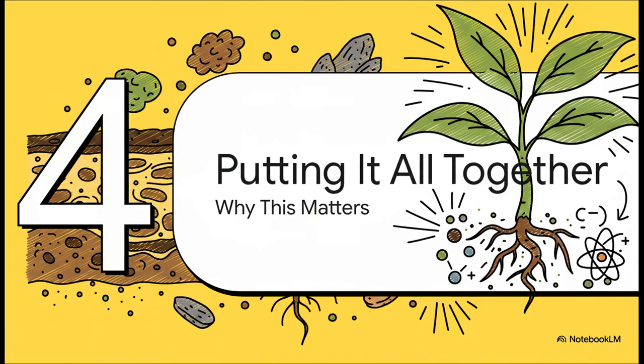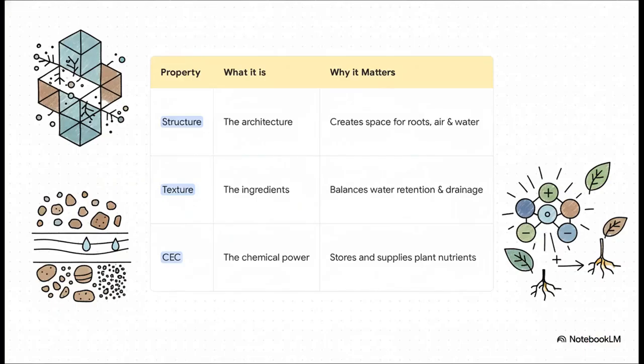Okay, wow, we've covered a lot. We've looked at the architecture, the ingredients, and the chemical power. So now let's pull all of these ideas together and see the big picture of what makes a healthy soil system. This table really sums it up perfectly. You need good structure, the architecture, to create physical space and keep that bulk density low. You need the right texture, the ingredients, to perfectly balance holding water and letting it drain. And you need a high cation exchange capacity, or CEC, the chemical power, to store and supply nutrients.